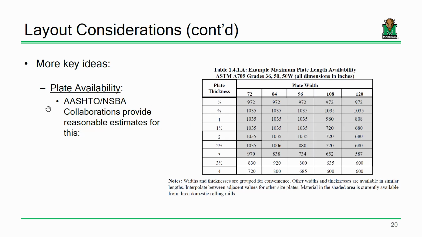Plate availability: I mentioned NSBA. The AASHTO/NSBA collaboration documents have some pretty good info, and I screen captured one here just so you could look at it. Again, I highly recommend you go to that website and check it out. For instance, if you're looking at a 1/2 inch thick plate, it'll tell you what some commonly available sizes are. So you can buy, let's say, a 96 inch wide plate that's 972 inches long, and then you can cut flanges out of it, and that can be your flanges for your girder. Does that make sense? Okay.